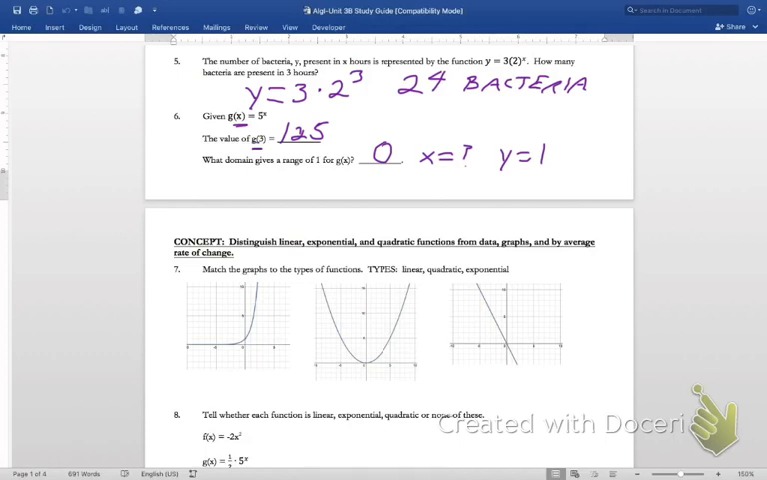Let's keep going. Question 7. Next page. Match the graphs to the types of functions. Types that you can use are linear, exponential, and quadratic. This first one is an exponential. I'm just going to put, for the sake of time, exponential. The middle one is quadratic. That's a parabola. And the last one is definitely linear. That's a line.